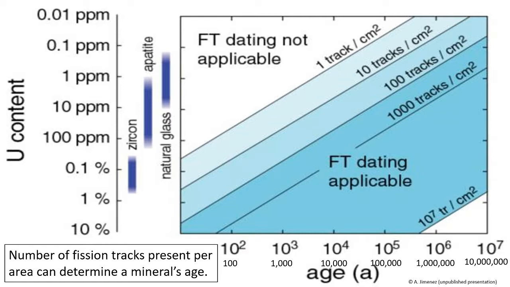So let's just say for something like if we had apatite with 10 parts per million uranium content, we could essentially trace over to the right onto the graph, and let's say we counted maybe 1,000 tracks per square centimeter. We trace over to where we see the band for 1,000 tracks per square centimeter. We immediately go down, and that puts us at maybe an age of about 100,000 years.